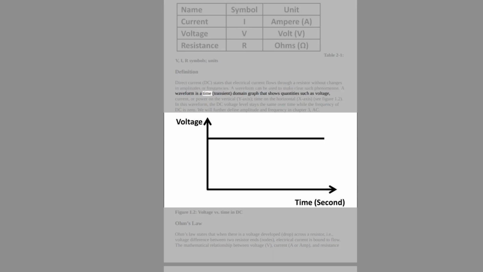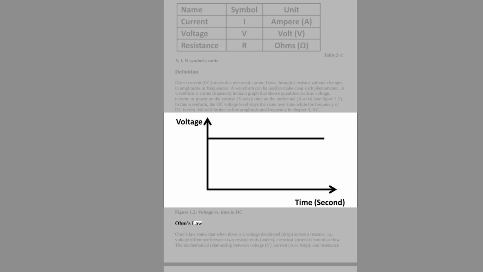A waveform is a time, transient, domain graph that shows quantities such as voltage, current, or power on the vertical, y-axis, time on the horizontal, x-axis, see Figure 1.2. In this waveform, the DC voltage level stays the same over time while the frequency of DC is 0. We will further define amplitude and frequency in Chapter 3, AC. Figure 1.2, Voltage versus time in DC.